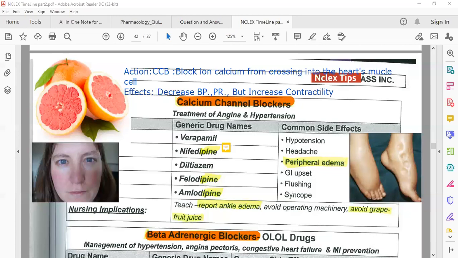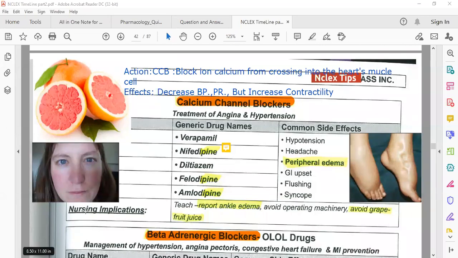What are the contraindications? Before giving the calcium channel blocker, we check the heart rate. We hold it if the heart rate is less than 60 beats per minute. Also, tell your patient to avoid grapefruit with calcium channel blockers. What other drugs should be avoided with grapefruit juice? One is ARBs, meaning angiotensin receptor blockers, and carbamazepine, not with grapefruit juice.